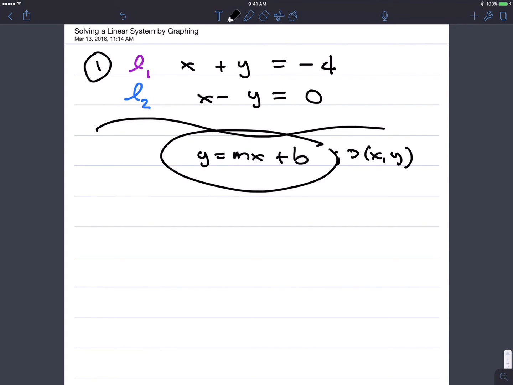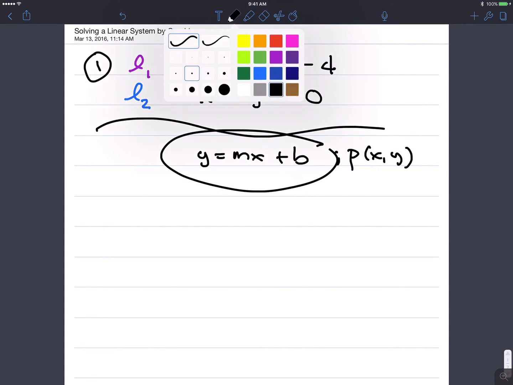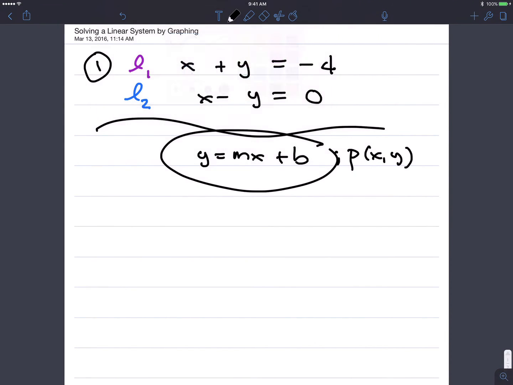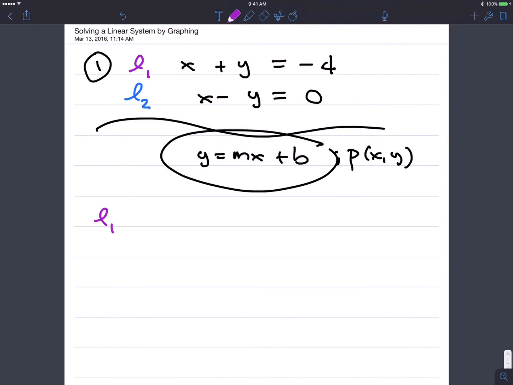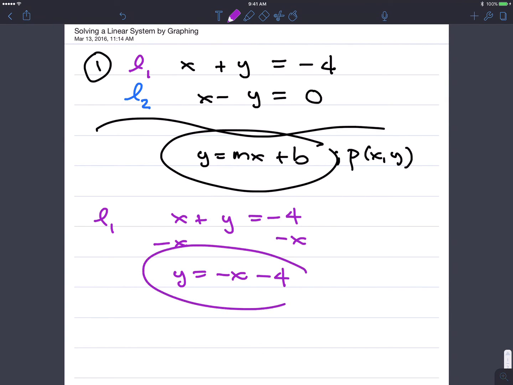Okay, here we go. So for the first equation, this is L1. Let's actually solve for y. We have x plus y is negative 4. We're going to subtract x from both sides. And we get y equals negative x minus 4. This is the first equation that we're going to graph. We call it L1. Now let's find the second one.